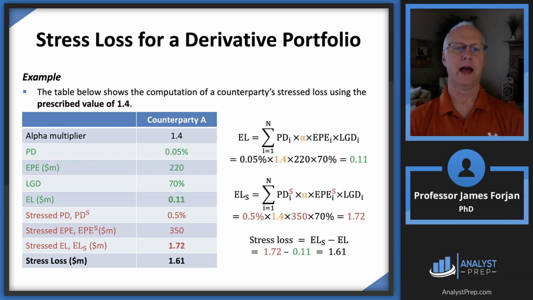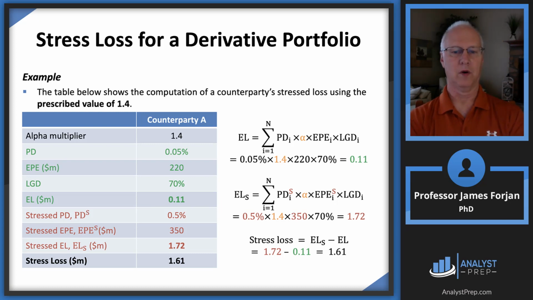So let's go ahead and look at an example that is virtually identical to what we did with the loan portfolio, with two changes. All right, so there's our alpha, 1.4, very small probability of default. There's our loss given default, 70%. 220 million. And so if we do the math just quickly, we get 0.11 million for the expected loss. Makes perfect sense, right? So now let's go ahead and increase the probability of default from the 0.05% to the 0.5%. Let's raise it by a factor of 10, which is more dramatic than we did in that earlier example.